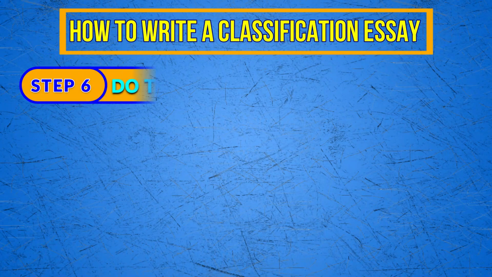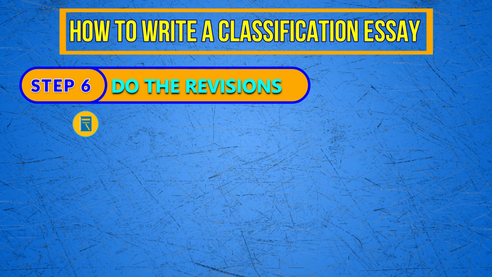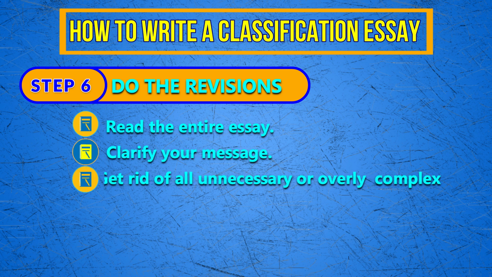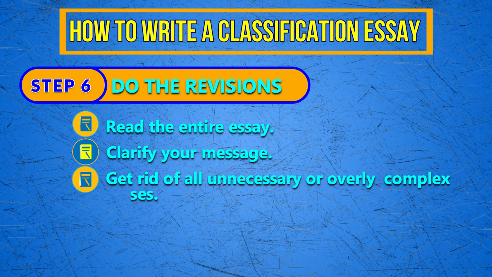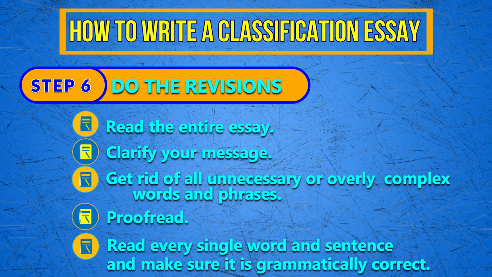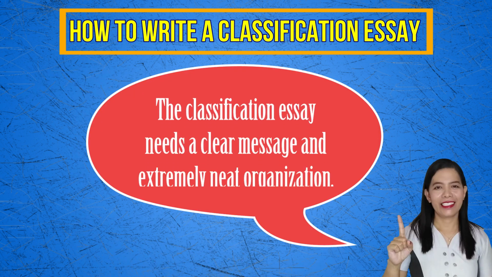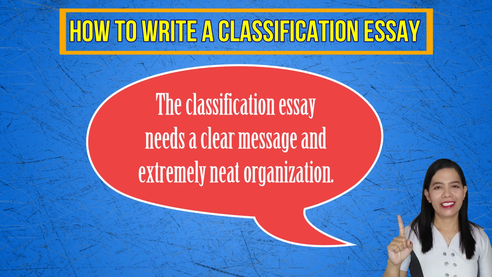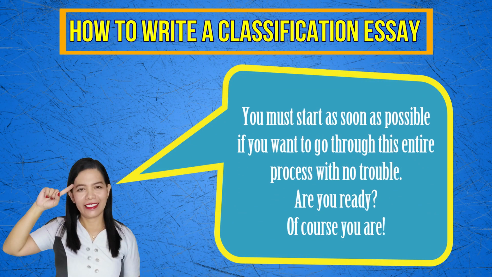Step 6. Do the revisions. Read the entire essay. Clarify your message. Get rid of all unnecessary or overly complex words and phrases. Finally, proofread. Read every single word and sentence and make sure it's grammatically correct. The classification essay needs a clear message and extremely neat organization. Remember, you must start as soon as possible if you want to go through this entire process with no trouble. Are you ready? Of course you are.